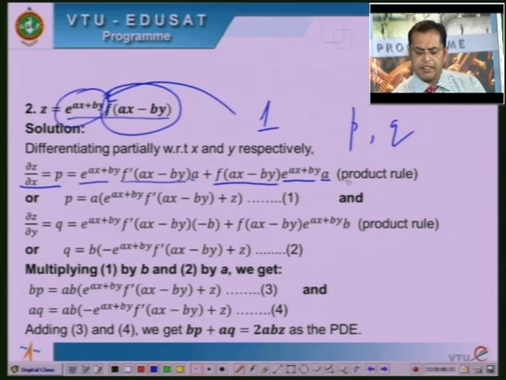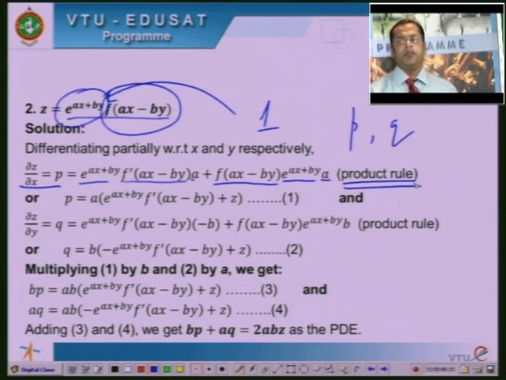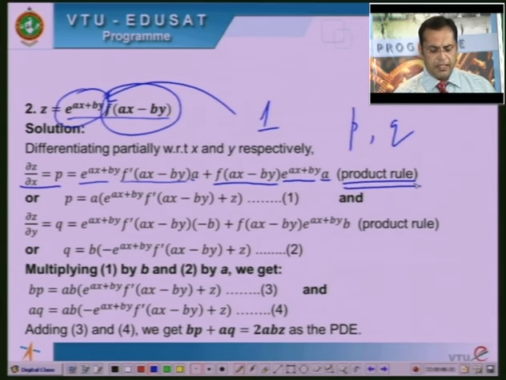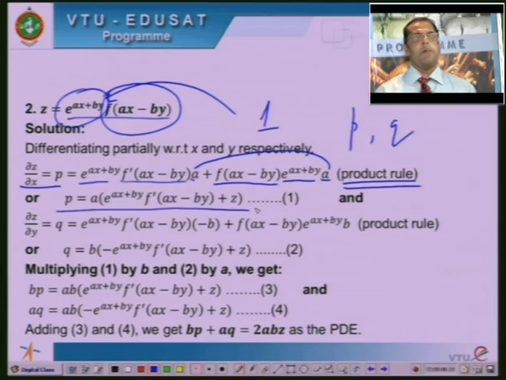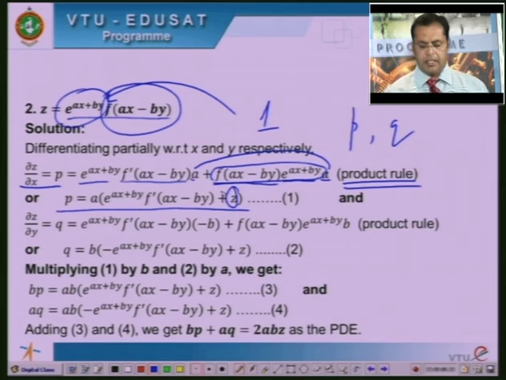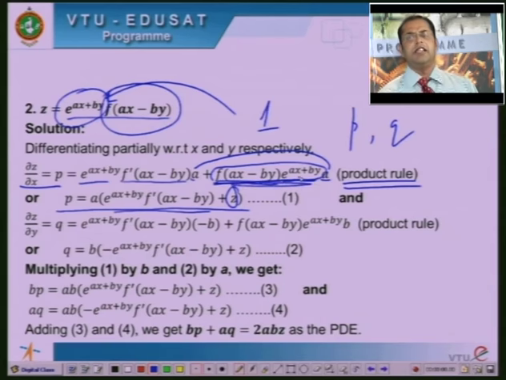And this, my friends, is by the application of product rule. You can observe that there is a common factor a in this expression. So, that is removed out to get p equal to a times (e power ax plus by into f dash ax minus by) plus this expression is replaced by the value z, which is the given expression. So, if you take a common, one expression contains f dash and the second is nothing but the given expression for z.